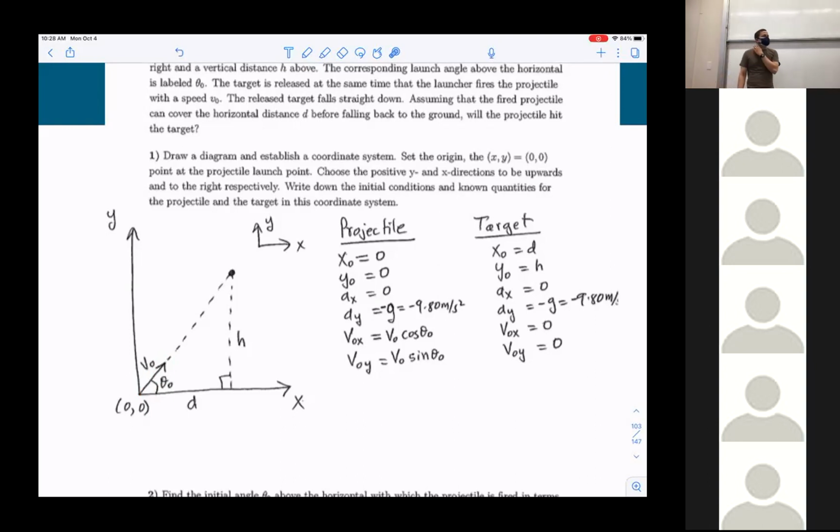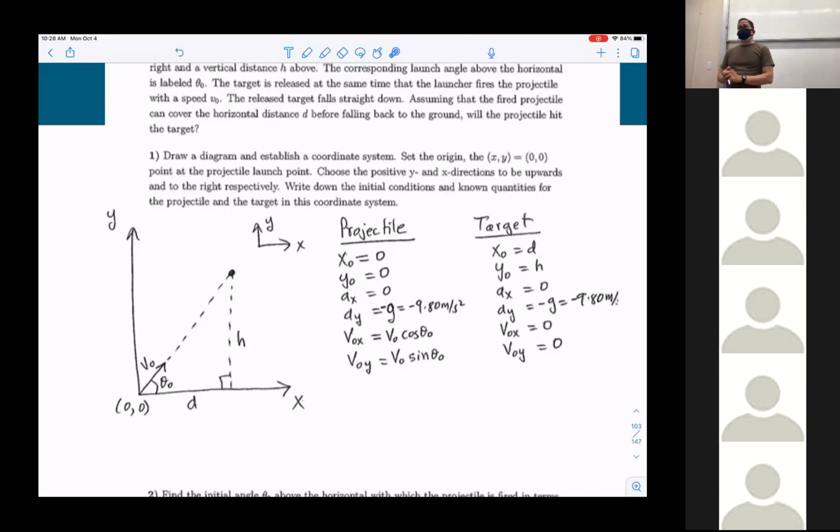And so let's collect some initial information for the projectile and for the target. At the end of the day, the question that we're trying to figure out is: the target is going to fall, the projectile is going to be launched. Are they going to hit each other or not? So how do we go about setting up this problem, trying to quantify exactly the question that we're asking?